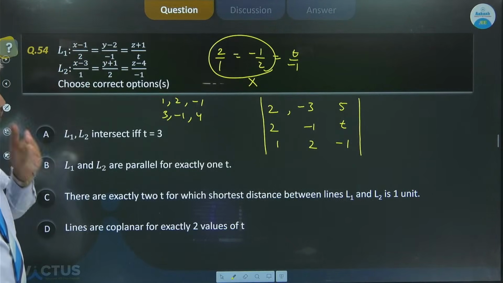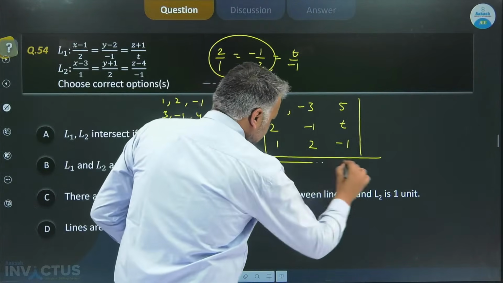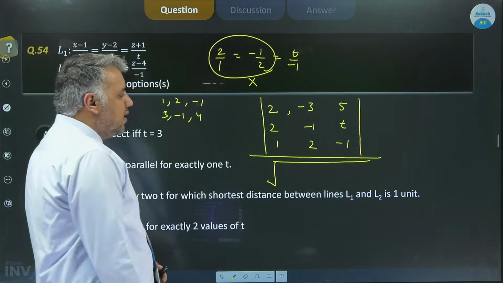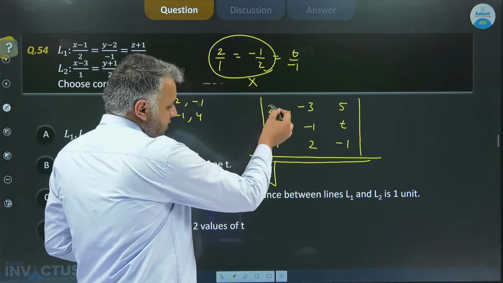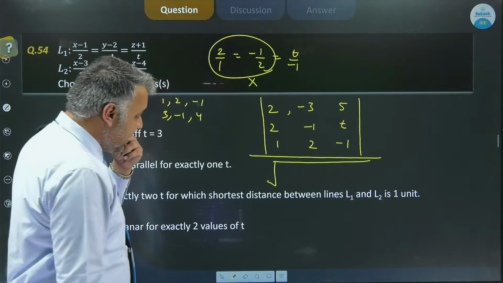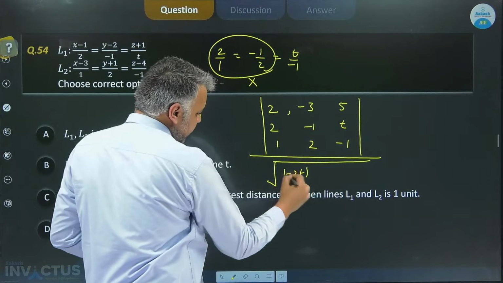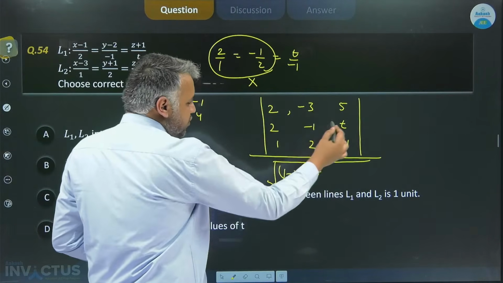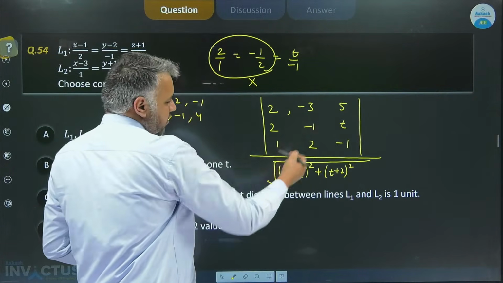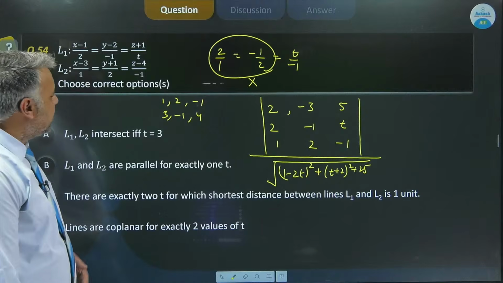You know the shortest distance result. Now we divide this by the magnitude of B1 cross B2. So this will be the shortest distance, and what will be the magnitude? If I write i, j, k, the magnitude of B1 cross B2, you can write B1 cross B2 directly, that will be square root of (1 minus 2t) whole square plus (minus 2 minus t, or t plus 2 you can say) whole square, plus 4 plus 1, so plus 25. This is the shortest distance between the lines L1 and L2.